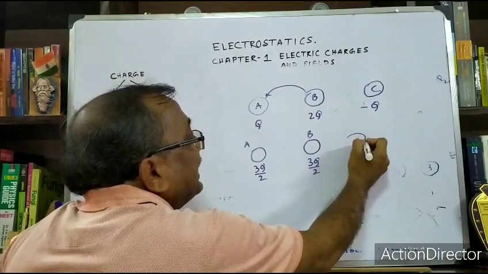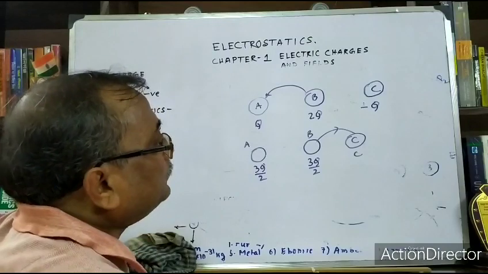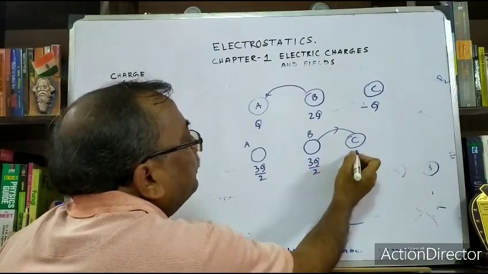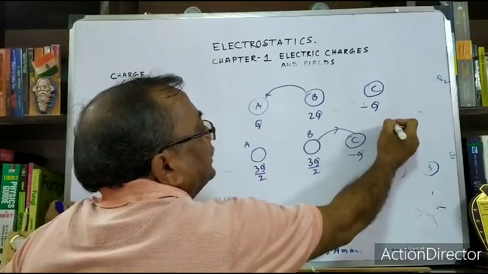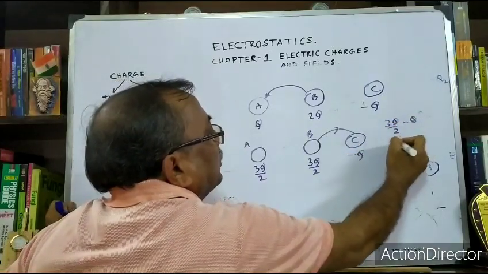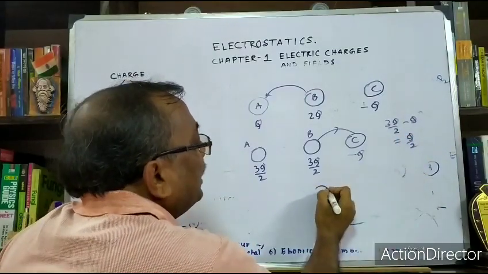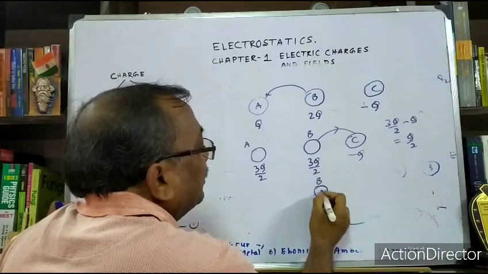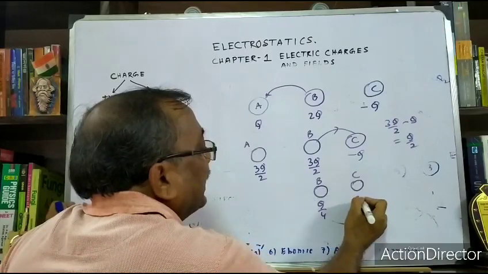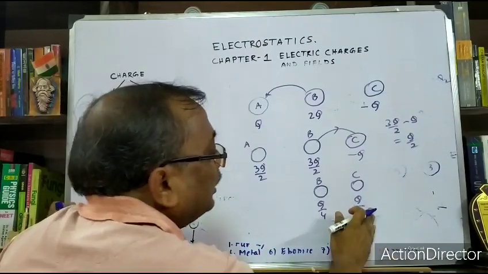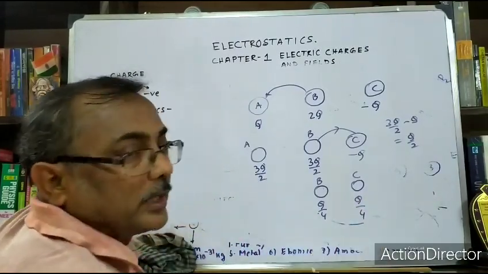Now when B is kept in contact with C and separated, what will the charges be? The total charge is 3Q by 2 plus minus Q, which is equal to Q by 2. After separation, this Q by 2 will be equally divided. So the charge of body B will be Q by 4 and the charge of body C will be Q by 4. So the charges of the bodies are 3Q by 2, Q by 4 and Q by 4.